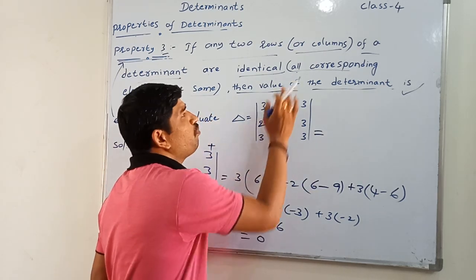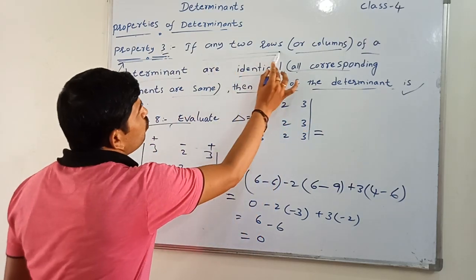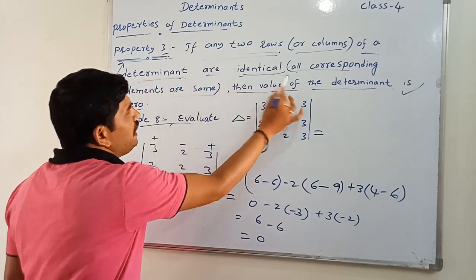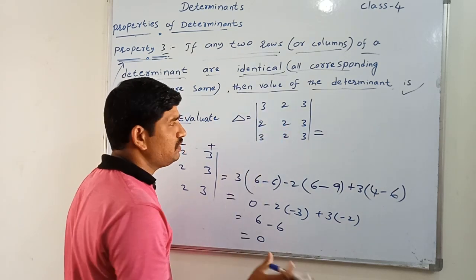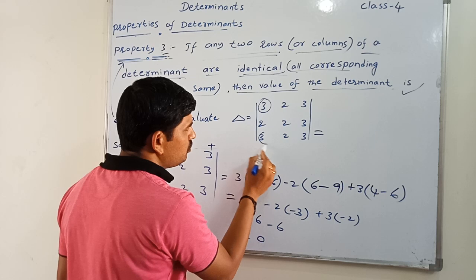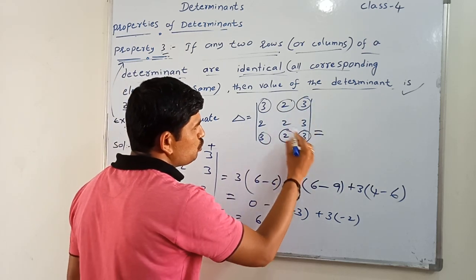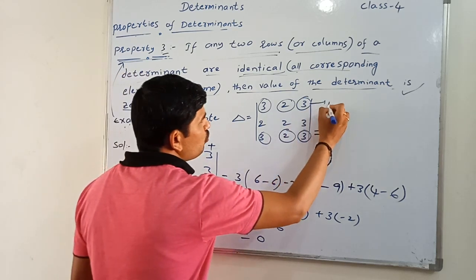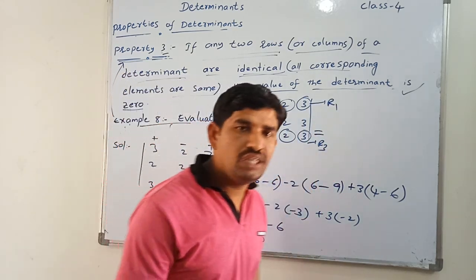In this, by applying property number 3, what is property number 3? Any two rows of a determinant are identical. See whether the rows are identical or not. First we can check 3, and this is also 3, and 2, this is again 2, this is 3, again 3. Means the first row and third row are identical to each other.